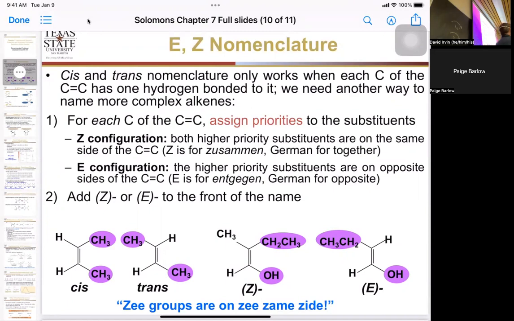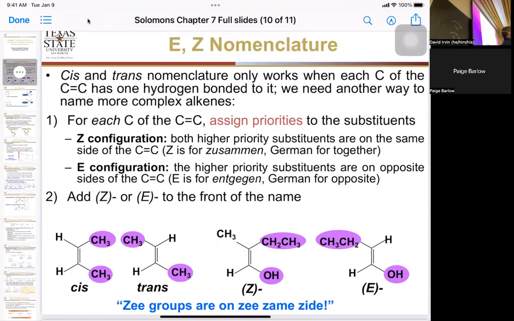Okay, so in the case of Z, Z is called zusammen. Zusammen is German for together, okay? So the way to remember that is if Z groups are on the same side, it is Z. Don't expect a better German accent than that. You've got to laugh. All right. So if they're on the same side, it's a Z isomer.